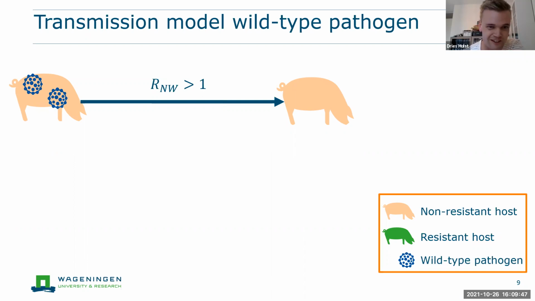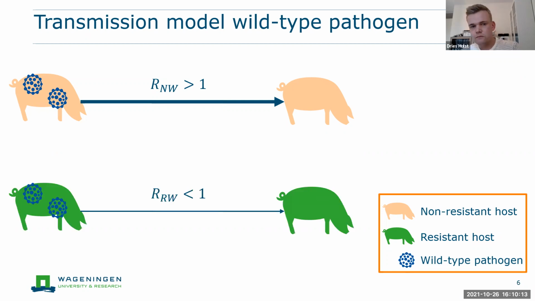For those who don't know, the basic reproduction ratio is the number of secondary infections caused by a single infected individual in a fully susceptible population. So in order for a disease to spread, the basic reproduction ratio needs to be above 1. If it's below 1, the disease will die out, certainly.